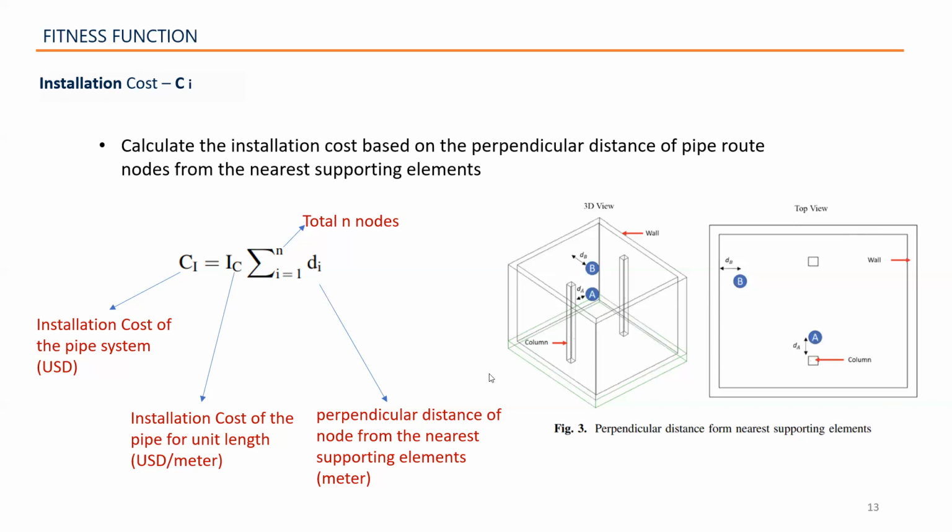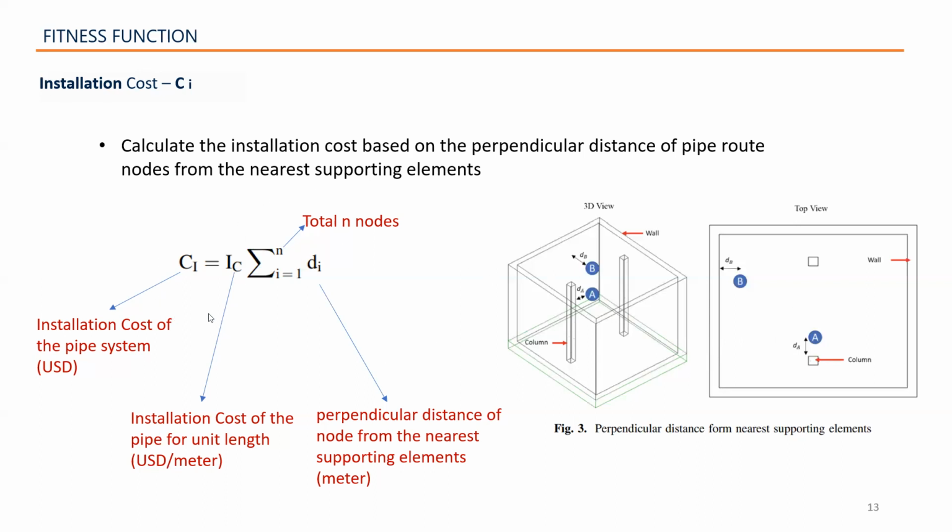If you look at this diagram, the node A's perpendicular distance to these columns will be this dA. Node B to this wall is dB. This is just from the top view, you can see. So the shorter this distance, the less the installation cost, because the supporting accessory will be less.